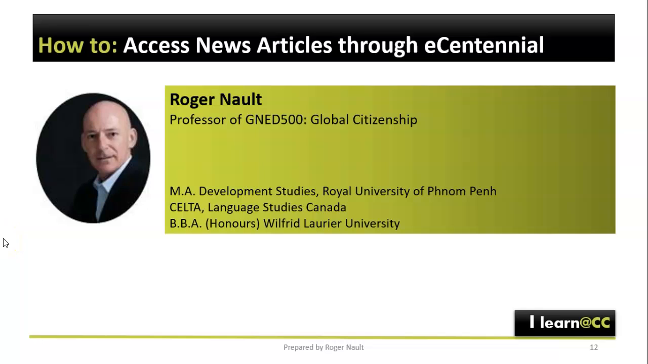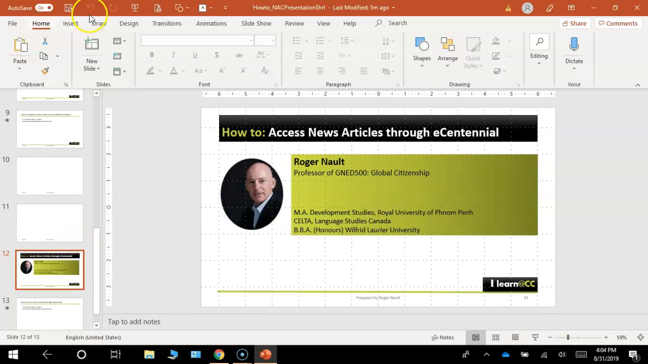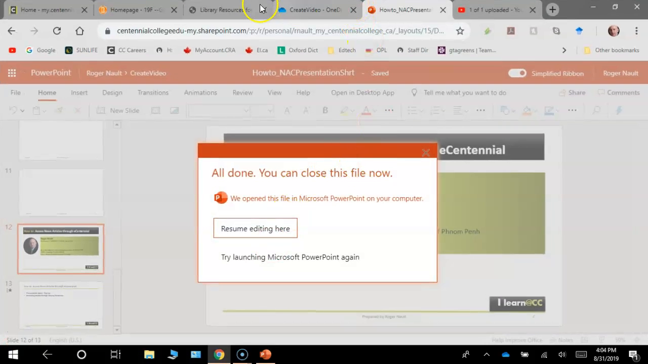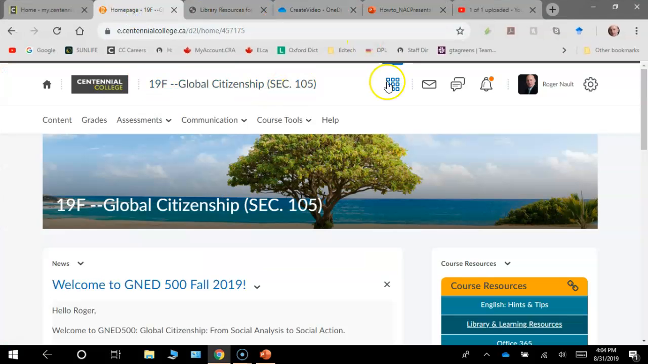During this short how-to video, I hope to demonstrate how you can access news articles and other information through library resources on eCentennial. There's a number of steps involved here. I take you to a typical course shell. This one, yours may look different, that's fine.